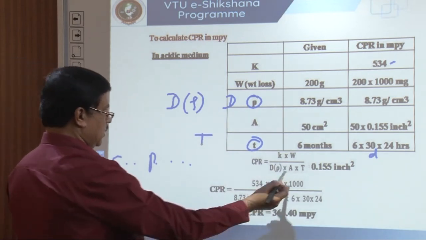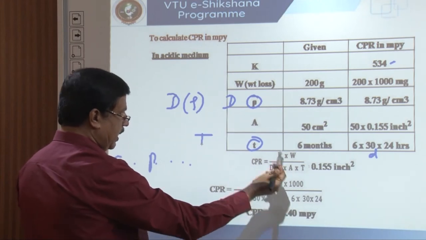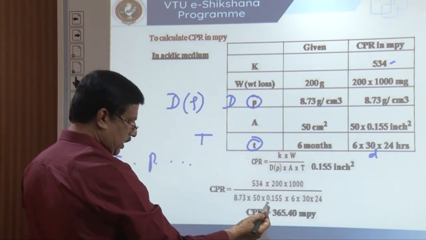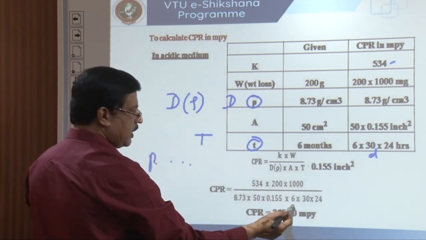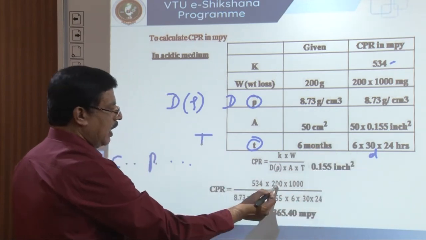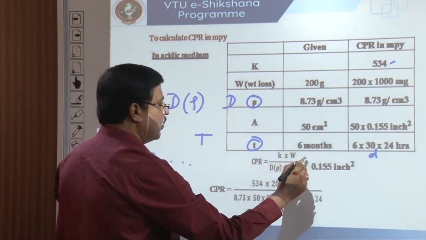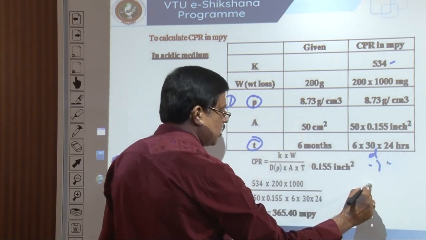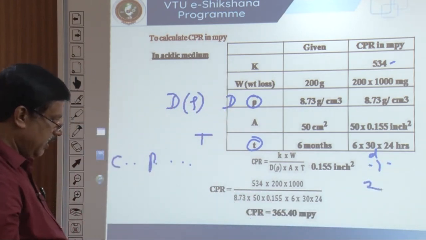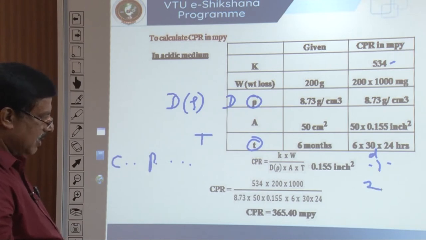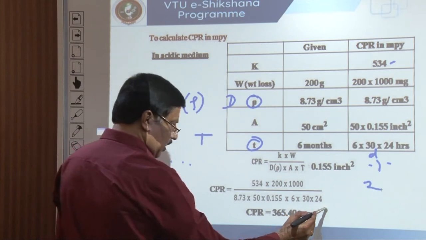Okay, now this D of rho is about 8.73, and A is area, that is about 50 into 0.11155 in square, and 6 into 30 in 24 hours, and this is 200 gram into milligram. Whatever the unit, if you write that, you will get 1 mark, substitution 2 marks, final answer 365.40 mils per year, about 365 mils per year.